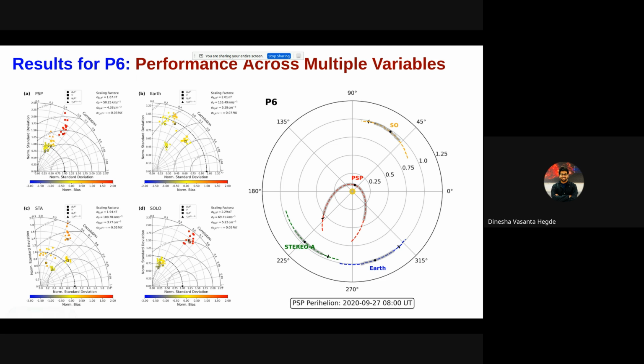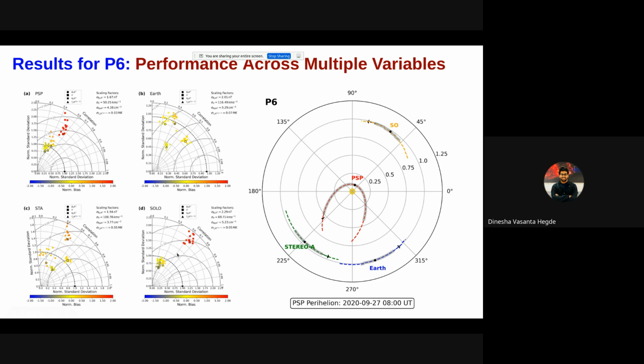For example, for Solar Orbiter again, the velocity is way off from the observed velocity. This can be seen easily in the Taylor diagram, as it is away from the standard deviation. So this is how we can compare, and our results show that.